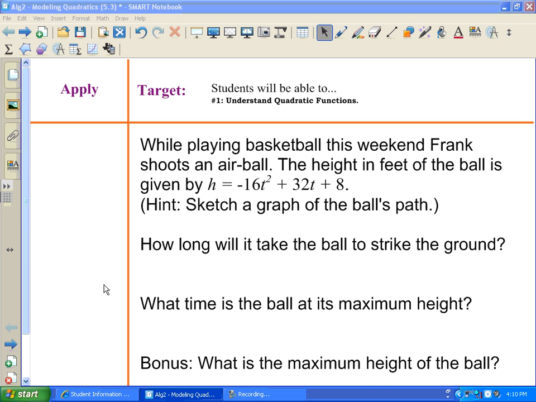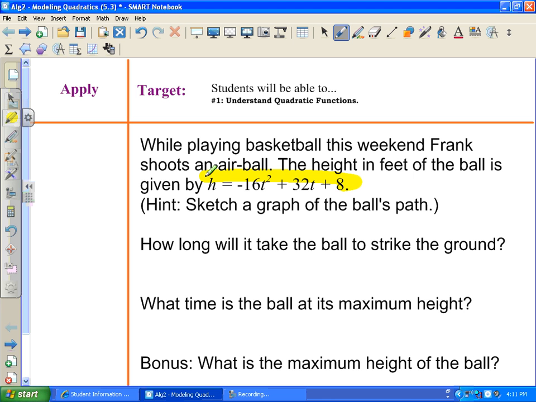Before we get any farther on this problem, I'd like you to take some time and sketch what you think the graph of the ball's path will look like. Remember, we're looking at our function of h equals negative 16t squared plus 32t plus 8. I'll give some time to copy that down. While you're copying that down, try to sketch that graph. One thing that you do know when we make that sketch is our y-intercept. It's going to happen at positive 8.